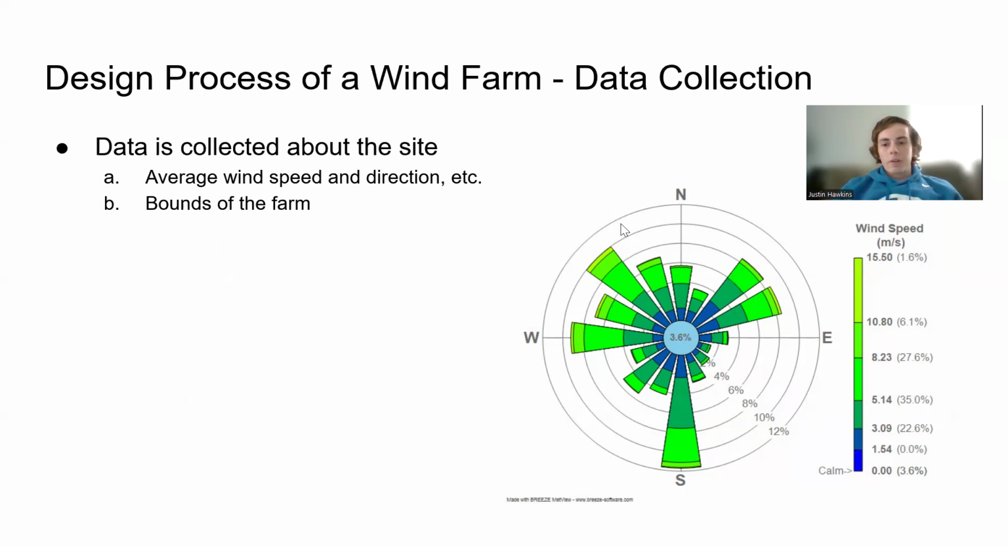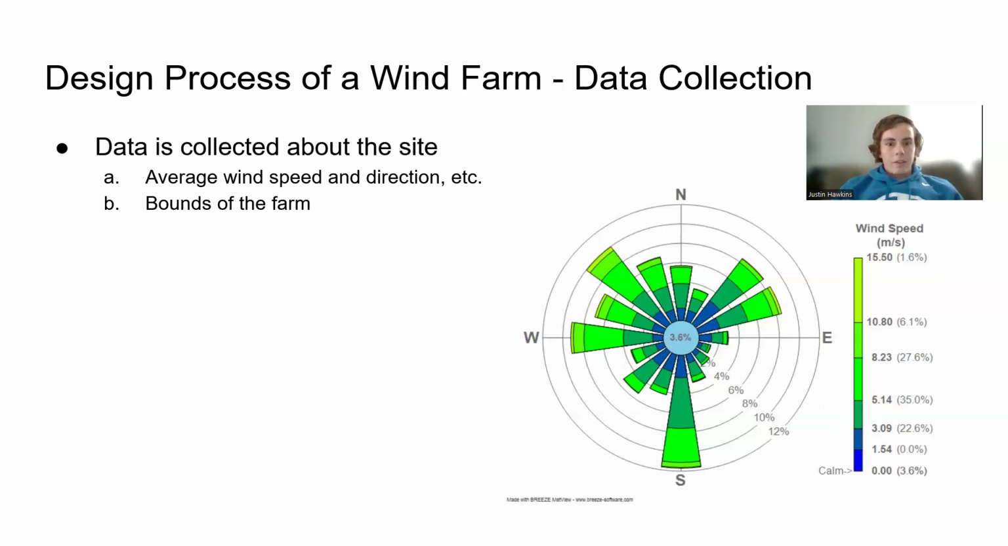This is called a wind rose. It shows both speed and direction that the wind flows through a given site. And we can use that data to kind of optimize the layout of where the wind turbines are going to go.